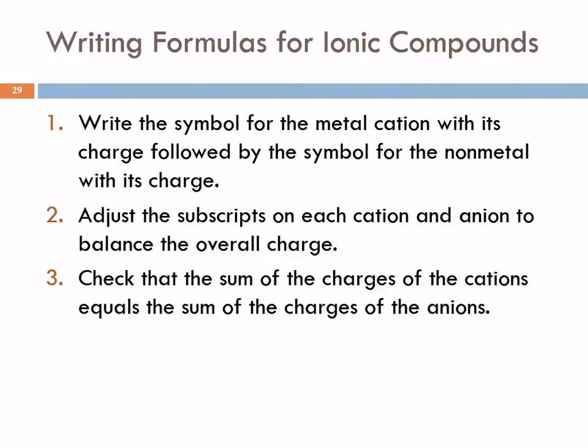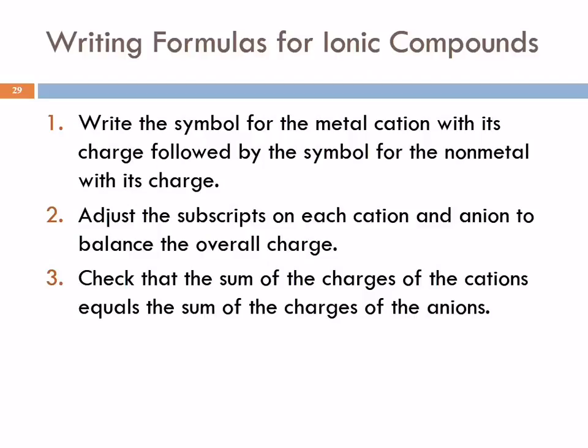We need to learn how to write the formulas for ionic compounds. So the metal always comes first. We write the symbol for the metal cation, and we need to make some little notes to ourselves first before we write the whole formula. So first we're going to write the symbol for the metal cation with its charge. The charge is really important. And then we're going to follow that with the symbol for the nonmetal with its charge. Because it's the charges that are going to tell us what the ratio is.